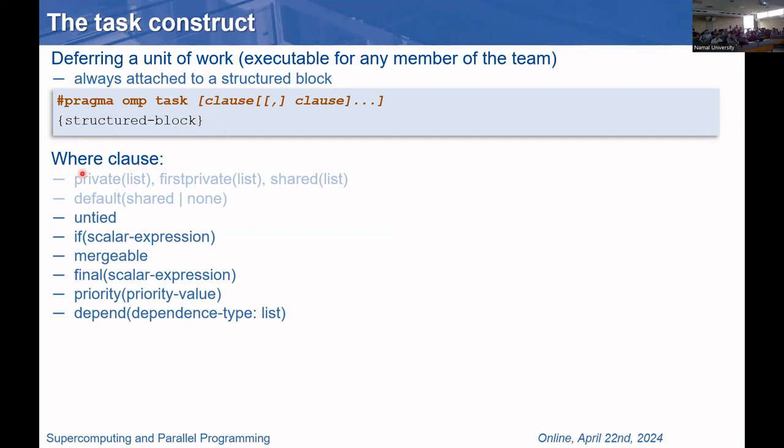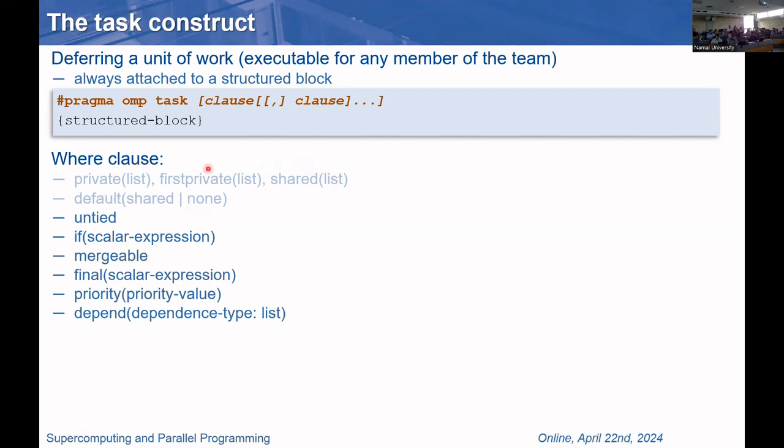So as before, what is more gray is the clauses that we have already seen in OpenMP. Variables in tasks can be private, firstprivate, or shared, and you provide here the list of variables. You can also say default shared, which means all variables will be shared, so all will be managed as if appearing in a shared clause.